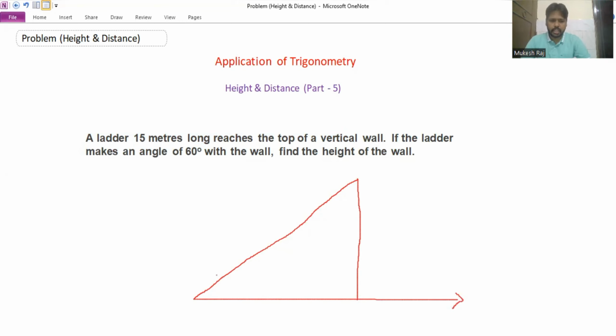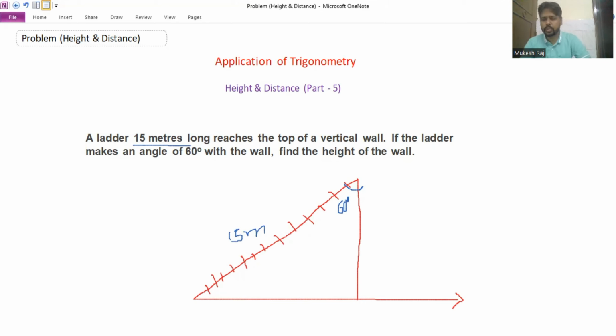Suppose that this is the ladder. Just to differentiate it from the usual drawing of the floor and the wall, I'm making this in the form of a ladder. This ladder is kept slanting on the wall in such a way that it makes an angle of 60 degrees over here. The ladder makes 60 degrees with the wall, and the length of the ladder is given as 15 meters. Let us write this on the figure itself.